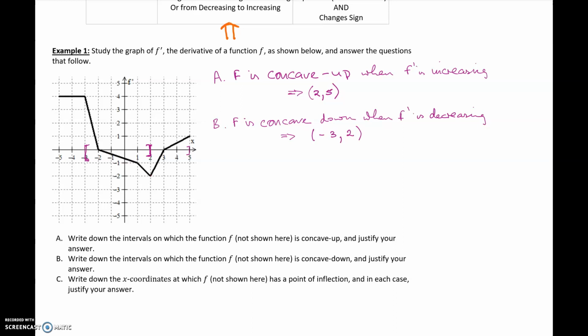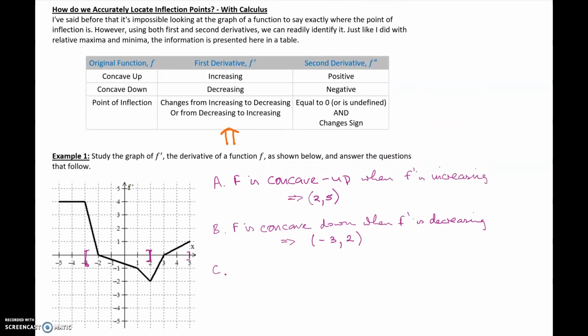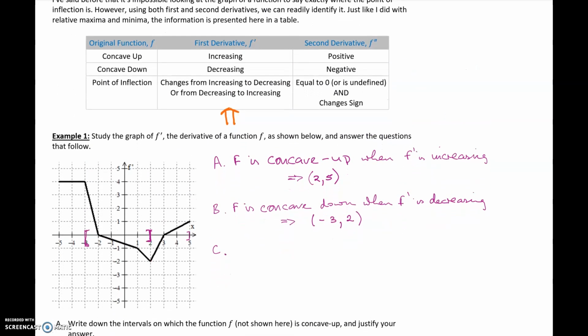Okay. And then C. Write the x-coordinates at which f, not shown here, has a point of inflection, and in each case justify your answer. Okay, so we want f to have a point of inflection. So f has a point of inflection when f prime changes from increasing to decreasing, or from decreasing to increasing.